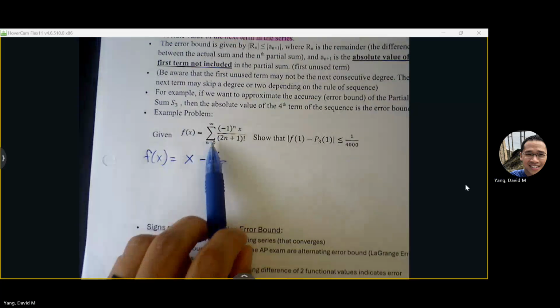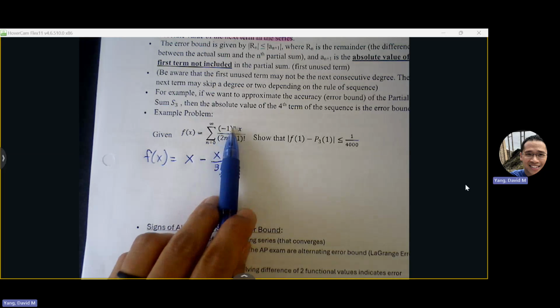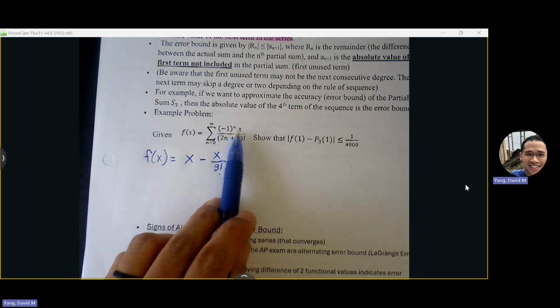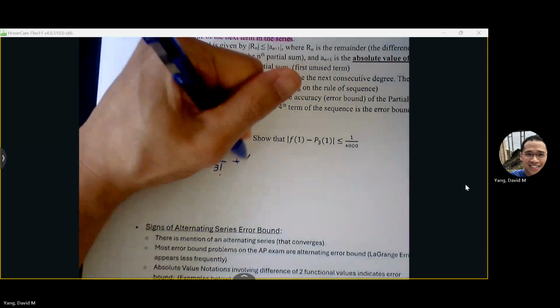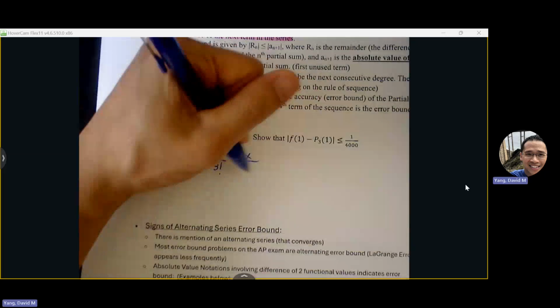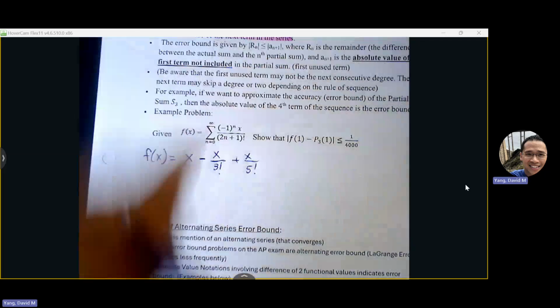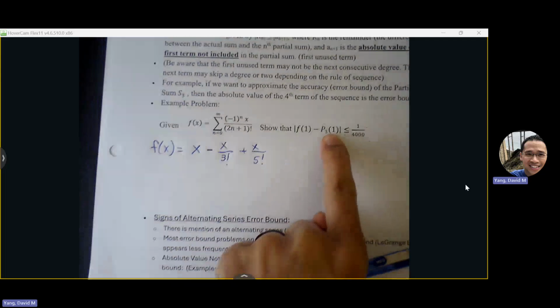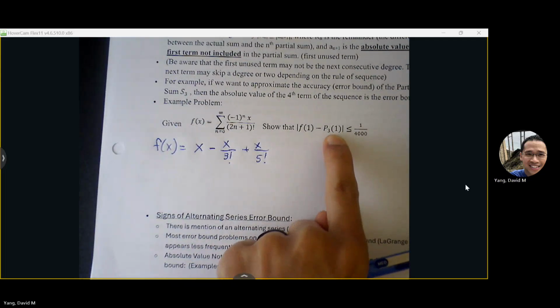Next term is n equals 2. Plug 2 in for n. I get a positive because negative 1 to the second power is positive. The x will stay there. And then if I plug 2 in, 2 times 2 is 4, 4 plus 1 is 5, so 5 factorial. So now if I stop here, this is my P sub 3. Right?